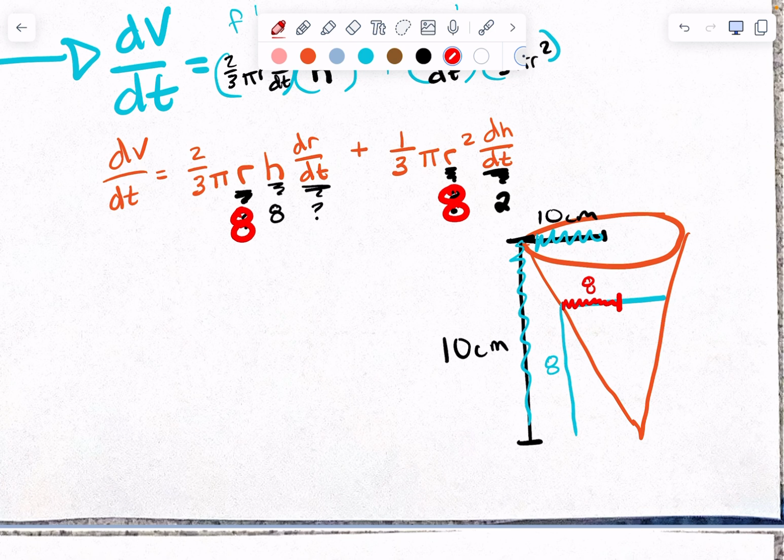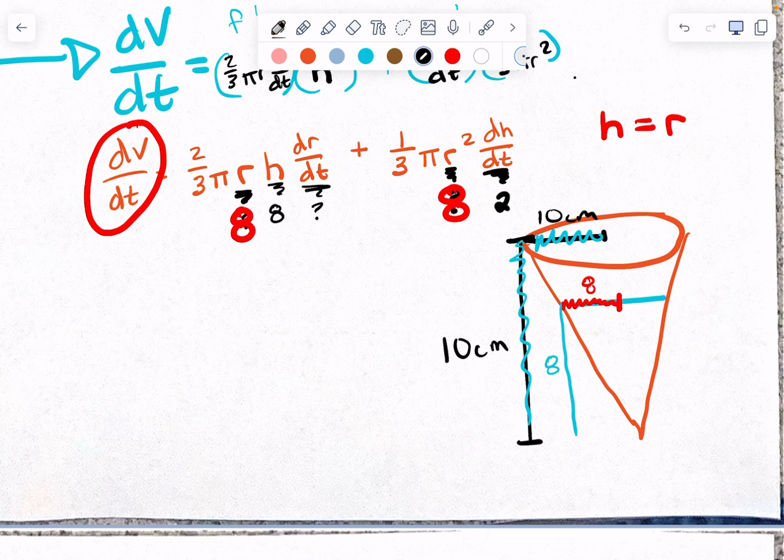And dV/dt? Yeah, but dV/dt is what we're solving for, right? Okay. But we have the relationship that h is equal to r, true? The height is equal to the radius, right? Does that make sense? That's the relationship I have there.